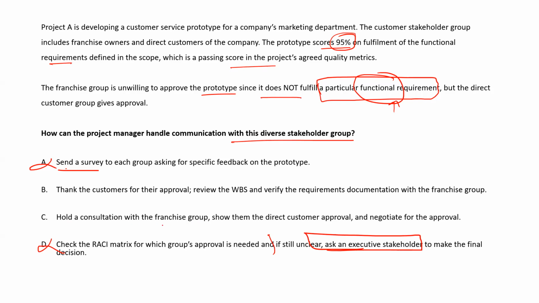Hold a consultation with the franchise group. Okay. So far, it is good. No problem. Show them the direct customer approval and negotiate for the approval. So it's like you are going to them and telling them one has approved, you should go and approve it also. It's like you are influencing them. Thank the customer for their approval, review the WBS and verify the documentation with the franchise. So B is a much better answer than C, because half of C is correct, but the last part of C is not correct. If you answered based upon this, yes, as I said, it's done, but this is wrong. It can never be correct.